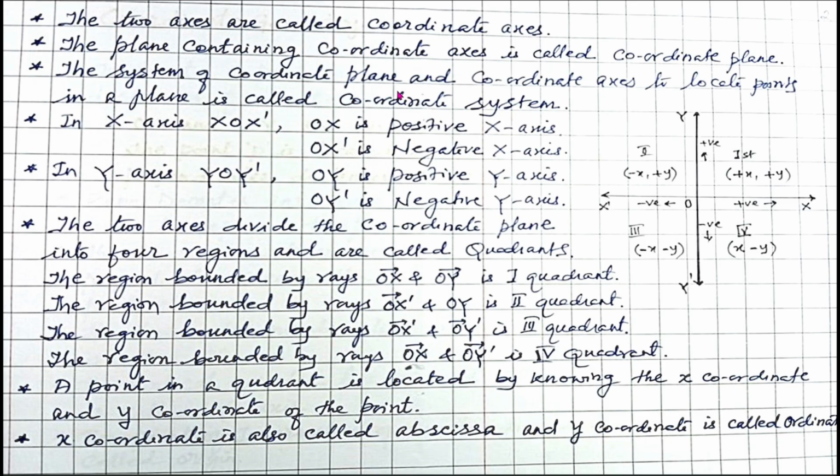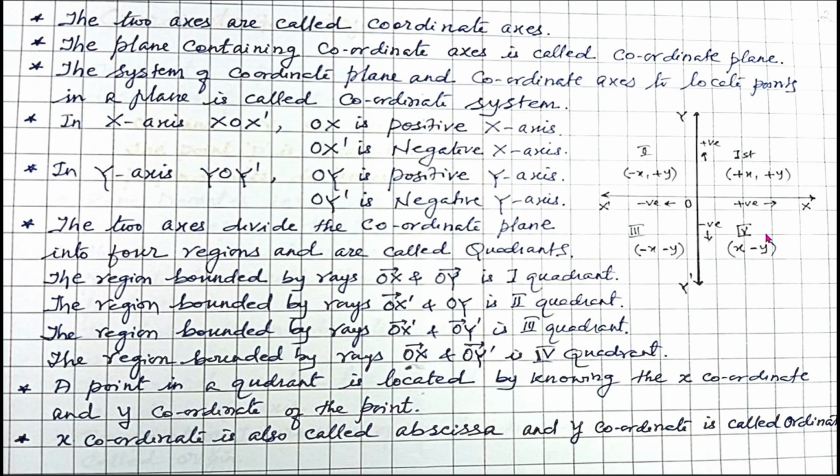The system of coordinate plane and coordinate axes to locate points in the plane is called the coordinate system. Please understand this. In the x-axis, XOX dash, OX is the positive x-axis. OX dash is the negative x-axis. OY is the positive y-axis, and OY dash is the negative y-axis.